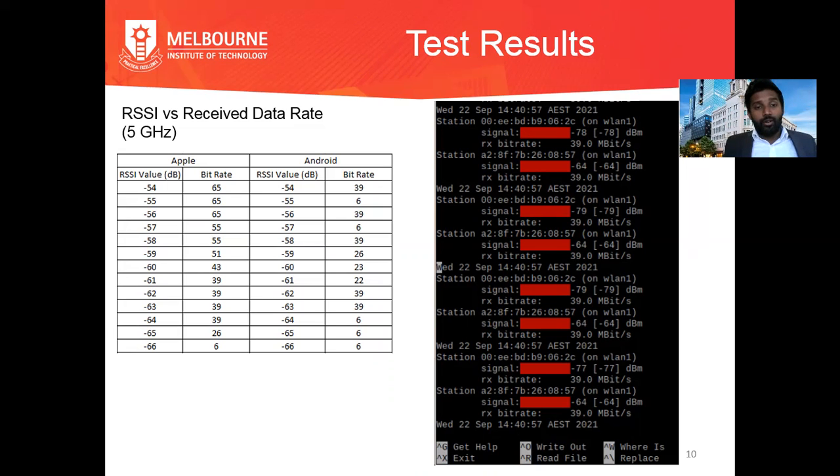Now this one is basically on the data rates. The earlier testing scenario was RSSI versus time, and now this one is RSSI versus the received data rate, which means the received throughput. Now, if you closely look into the third line of this table, we can see the same RSSI values, minus 56 and minus 56, but two different bit rates. Which device has the higher bit rate? It's obvious that Apple has 65 and Android has 39 megabits per second. So even with the same decibel values, two different bit rates are shown, which clearly illustrates that the two devices have different performances.